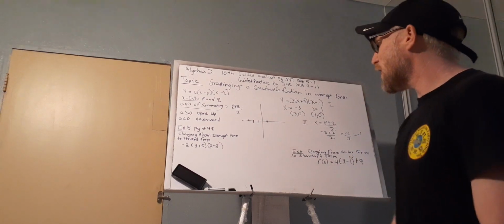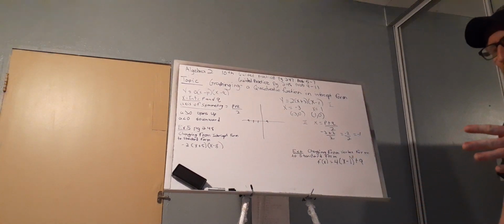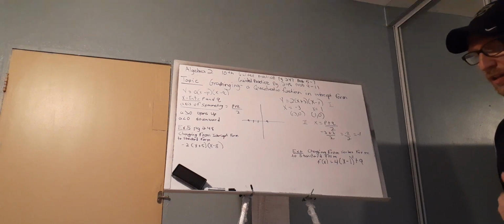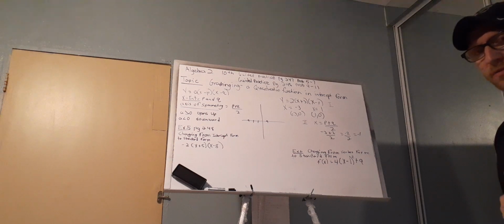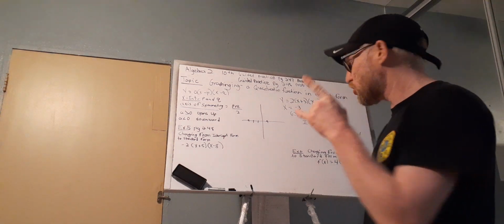Now our third step is to find the other point for the axis of symmetry. So I know that one of them is actually going to be negative 1, okay?